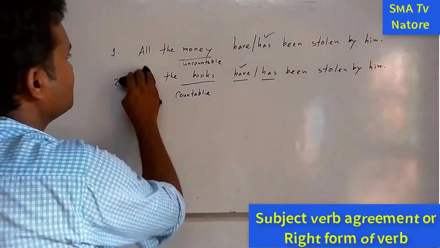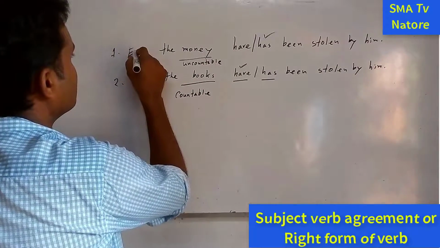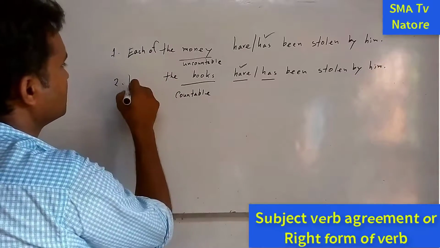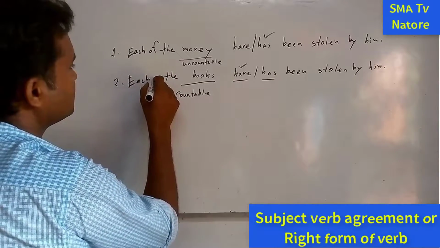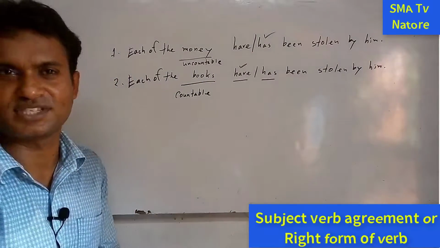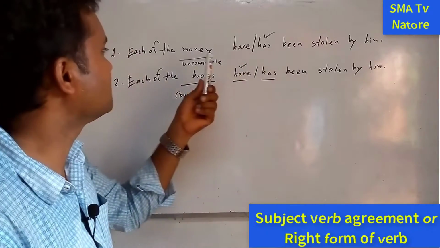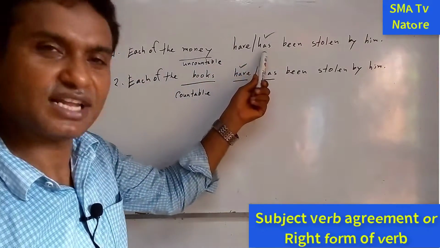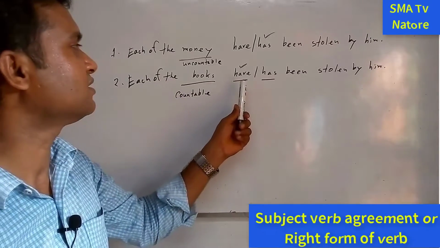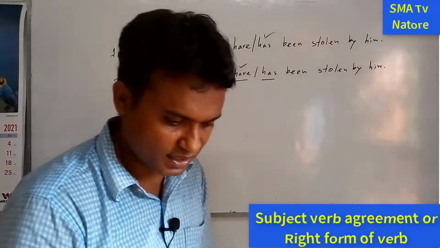Okay, here if we see each of money, each of the books, the same way we can use it here. Each of the money has or have? We know that money is uncountable, for this reason we use has. Each of the books, this is countable, for this reason we have to write down have here. I hope it is easy for you.